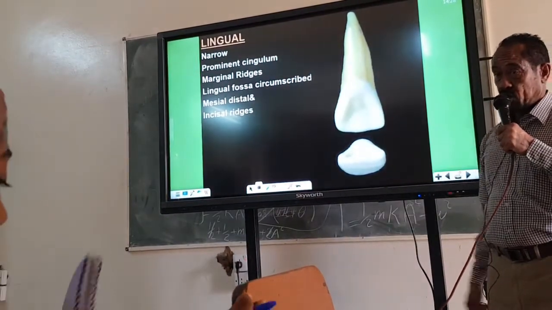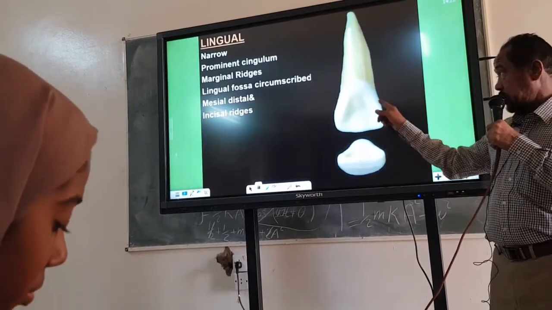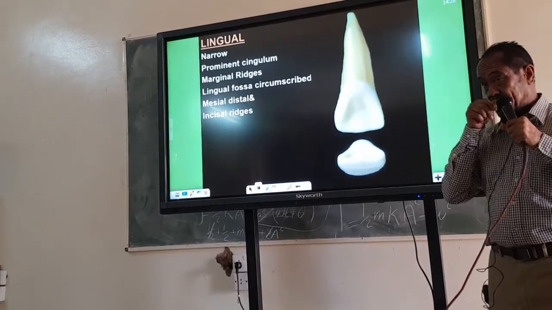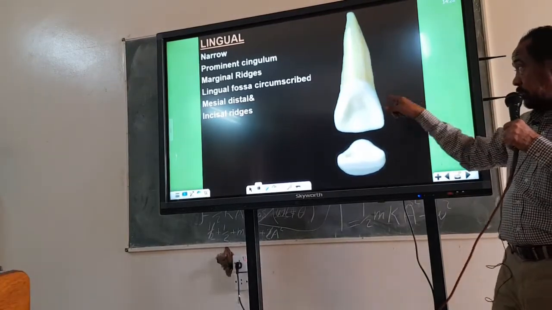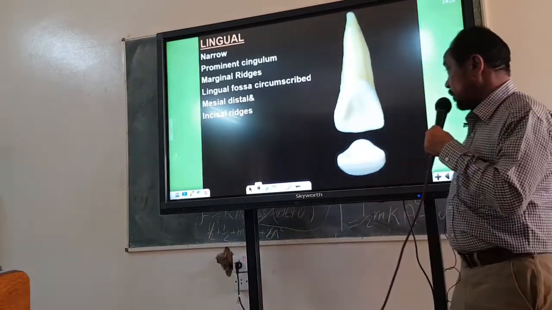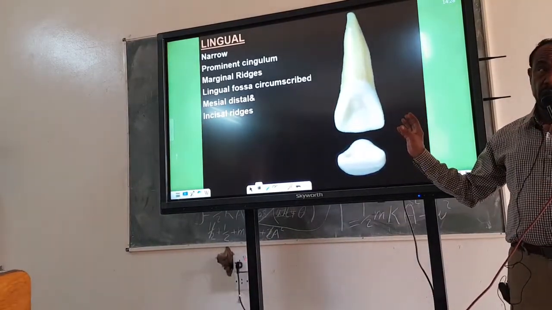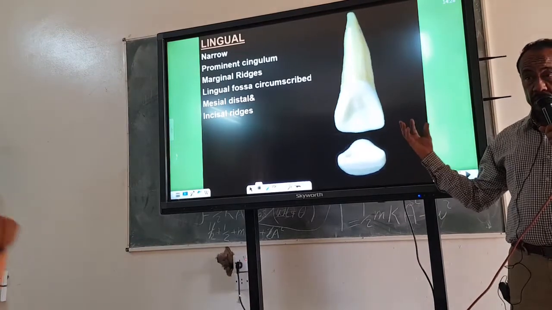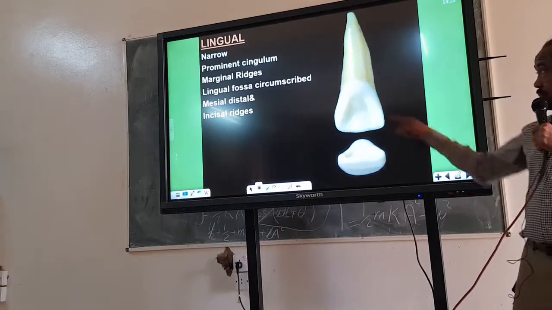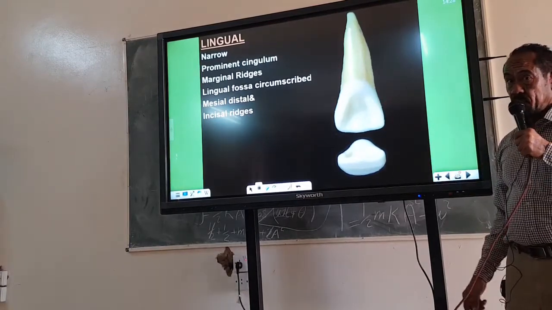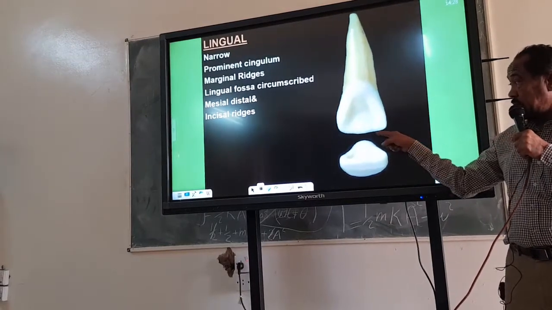The distal is short. Deep lingual fossa circumscribed by the marginal ridge. Circumscribed, I mean surrounded. Others? This surface is narrower than the labial surface. Others? Do you see anything else? Cervical line is convex apically. Do you see anything else?